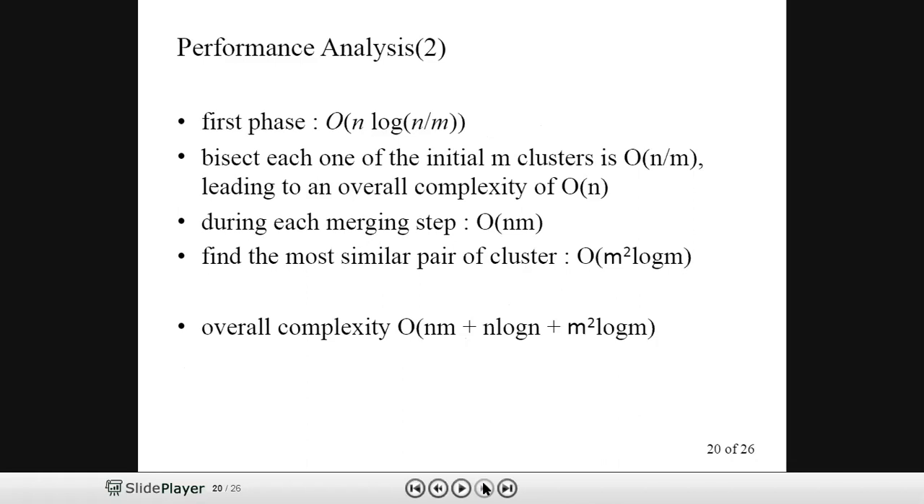Bisecting each one of the initial m subclusters will take O(n/m). Finding the most similar pair of clusters and merging will take O(nm), since merging happens O(m) times. So the overall time is O(nm) merging cost plus O(n log n) dividing cost, and finding the most similar cluster is O(m² log m). So the overall complexity is O(nm + n log n + m² log m).